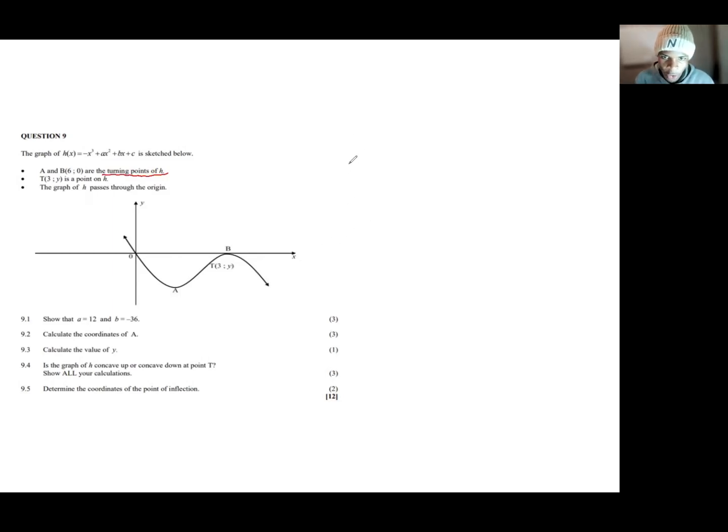So what we can do now is we go to 9.2, and then we have this equation. Now note that even if you were not able to do 9.1, it doesn't stop you from getting all these other questions, because now what you can say is, okay, 9.1 has already given me that A is 12 and B is negative 36. Remember, when they say show that, that's because it is true. A is 12 and B is negative 36. All they just want you to do is calculate and find those values.